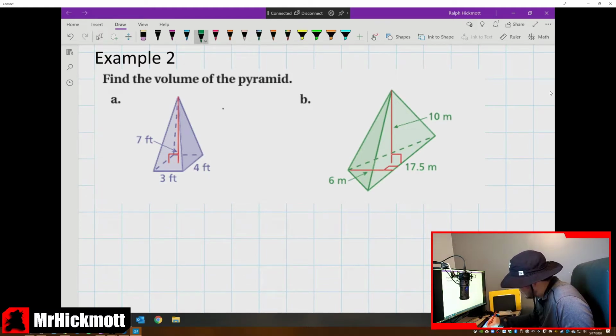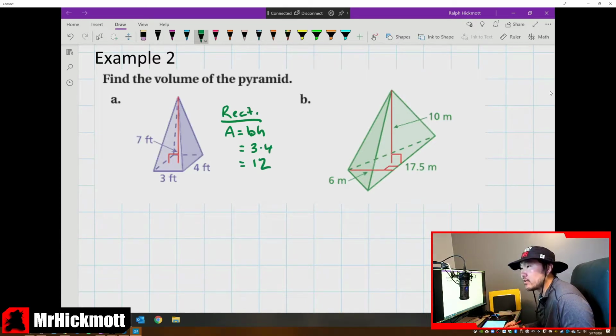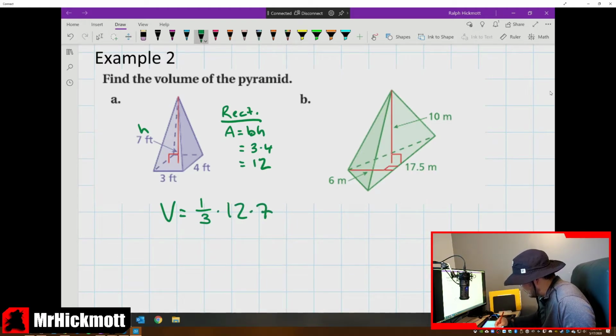So going back to pretty much things that you've always known when it comes to rectangular area, it's just base times height, which is 3 times 4, and that's 12. So right away, I have the area of the base equals 12, and that was a simple calculation. 7 is going to be our height, so put it into our formula. I'm going to stick with the 1/3, okay, and there we go. So from here, very standard, punch out the numbers, and everything should be good.